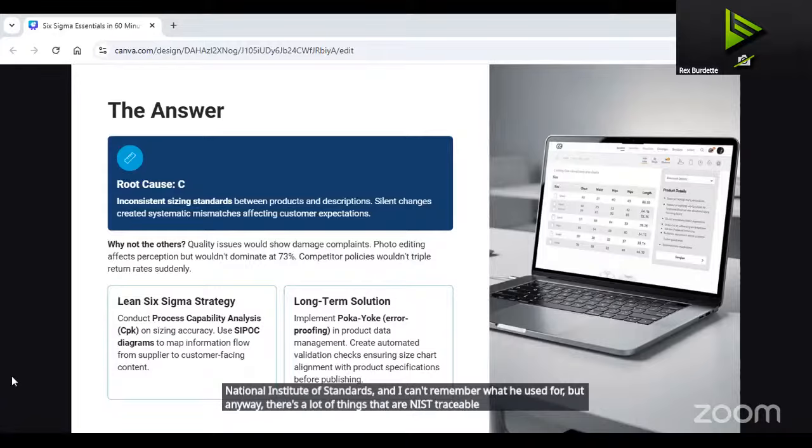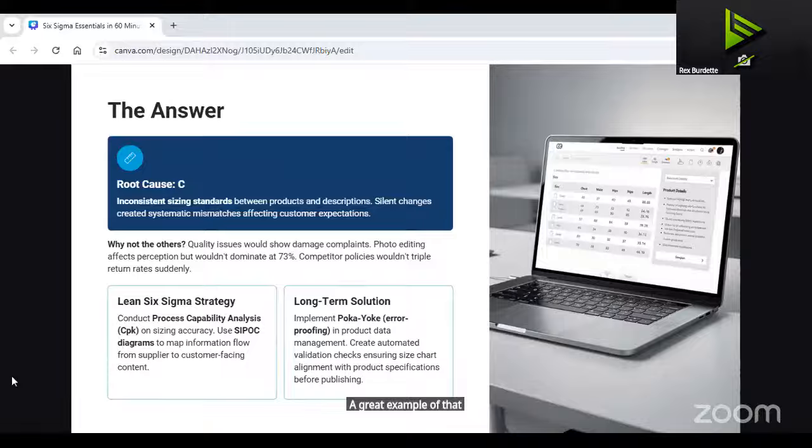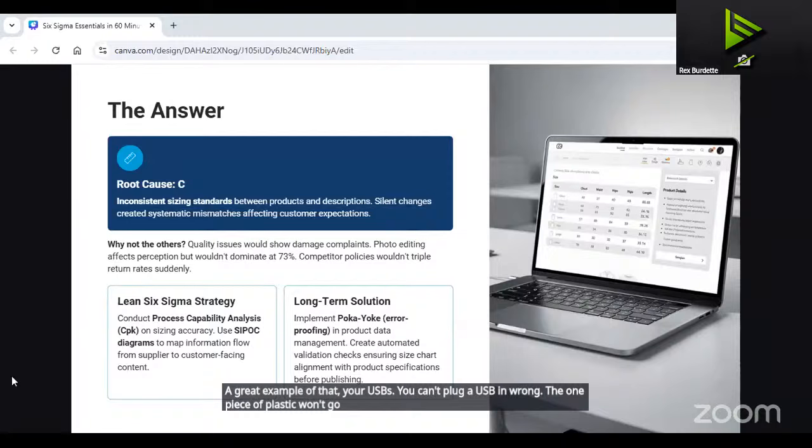And our long-term solution there is we want to introduce a poka-yoke. I looked it up yesterday to see how to pronounce it because I hear Pinocchio and poka-yoke. Poka-yoke is error proofing. Great example of that: your USBs. You can't plug a USB in wrong. The one piece of plastic won't go over the top of the other piece of plastic. So you cannot do it wrong. That's a great example of error proofing. So that's what we want to do on that one.